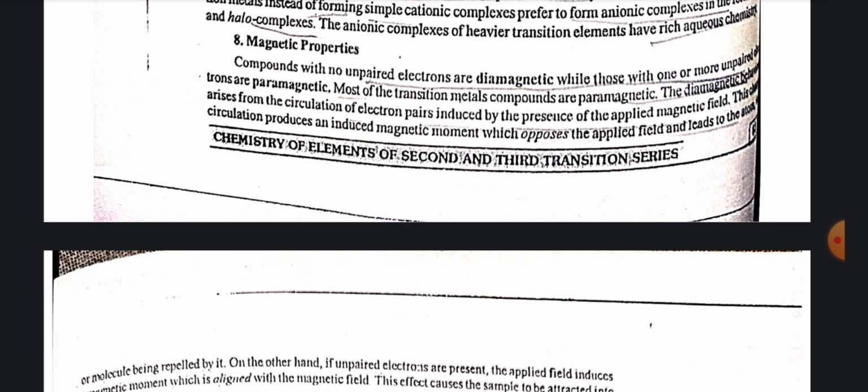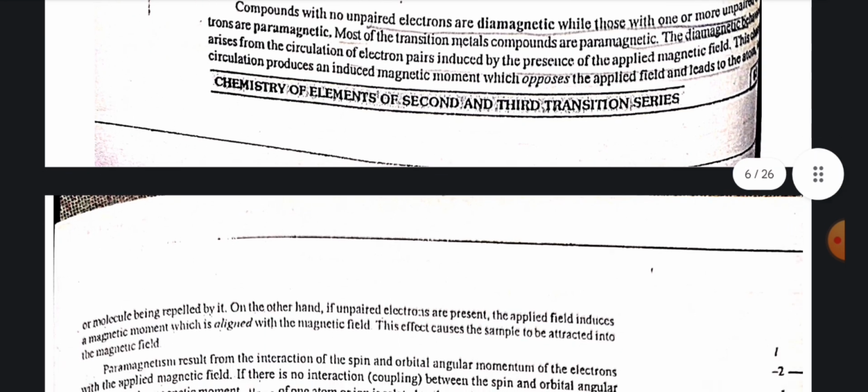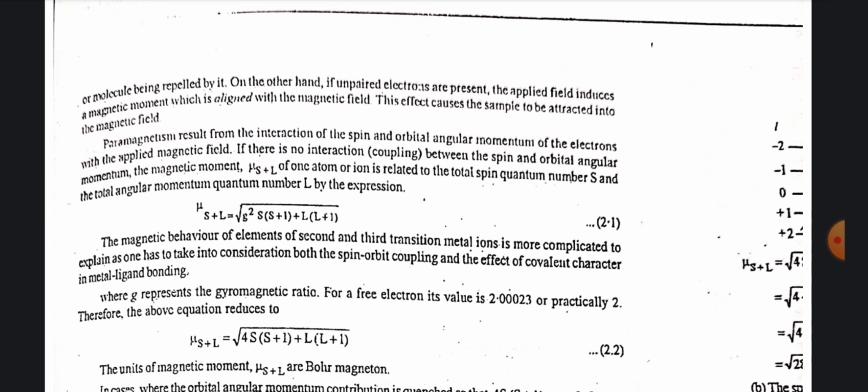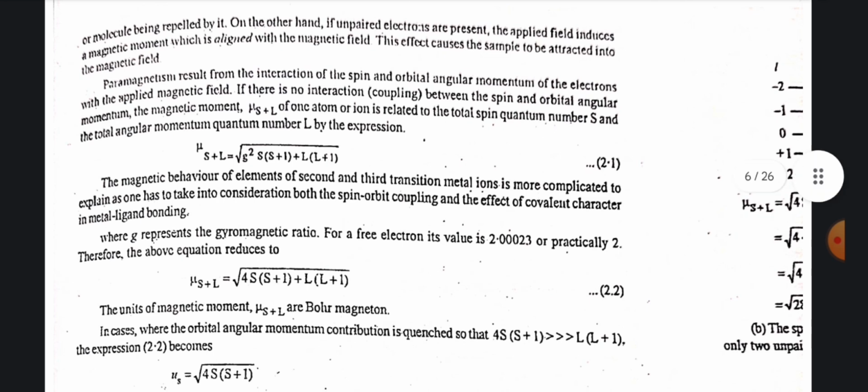Most of the transition element compounds are paramagnetic. Diamagnetism arises from the circulation of electron pairs induced by the presence of the applied magnetic field. This characteristic circulation produces an induced magnetic moment, which opposes the applied field and leads to the atom or molecule being repelled by it.